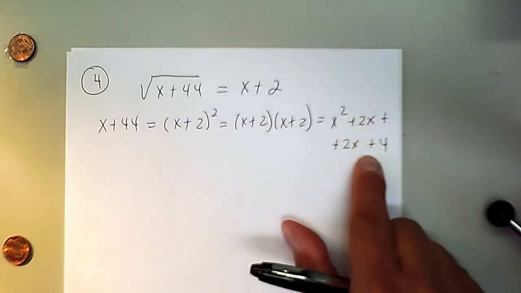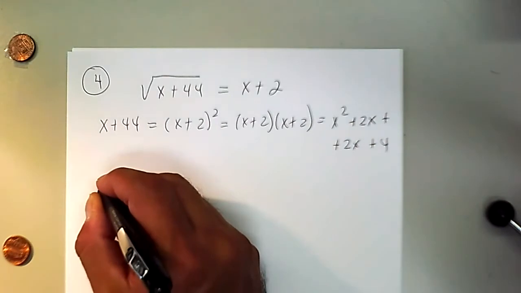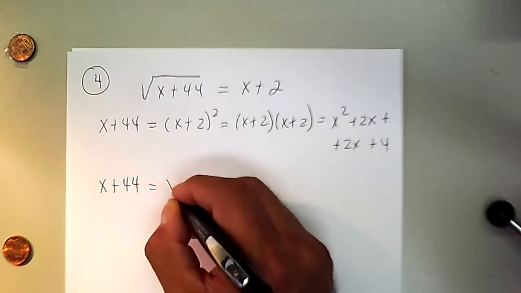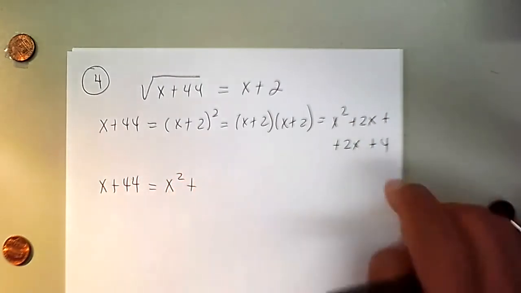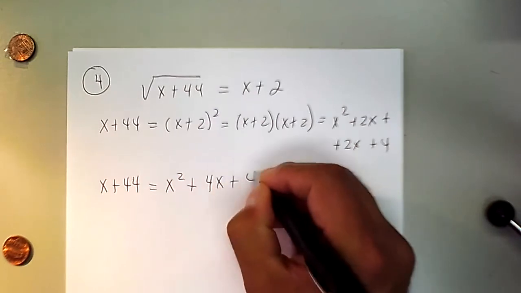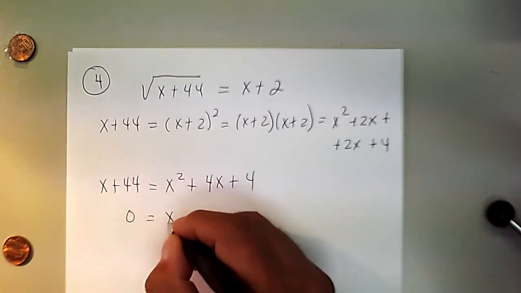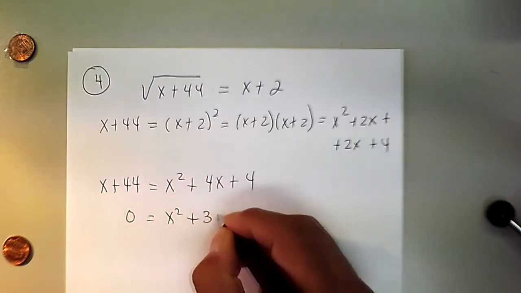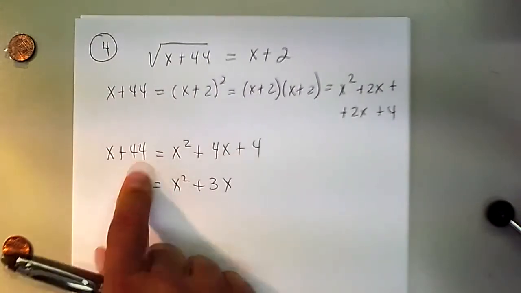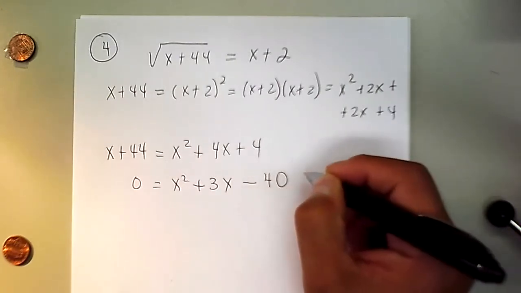Sorry to not finish this up here. I finish on the next little line. So x plus 44 equals x squared plus 4x plus 4. Take away the x. So 0 equals x squared plus 3x. Subtract x on both sides of the equation and subtract 44. Minus 40.